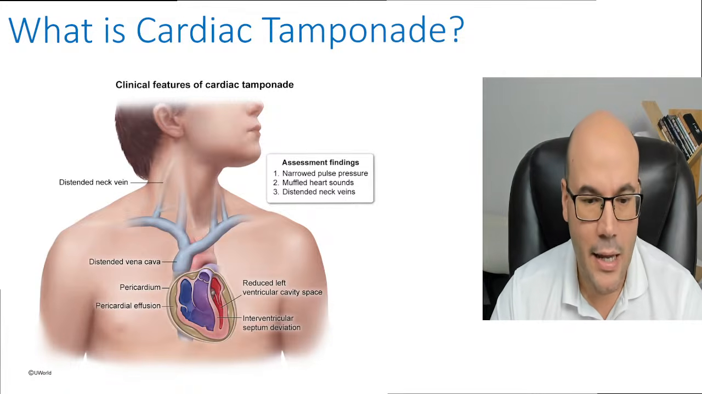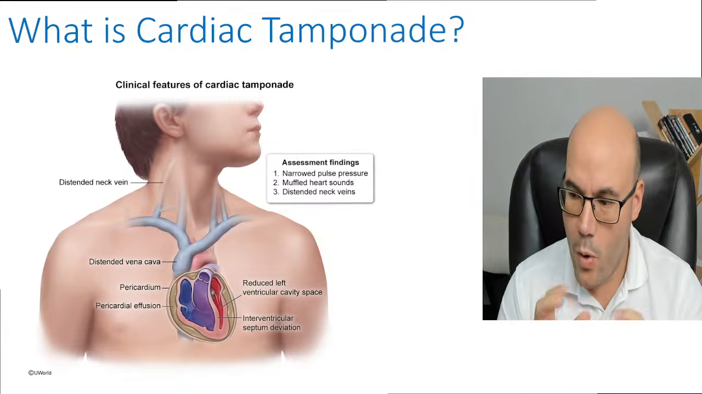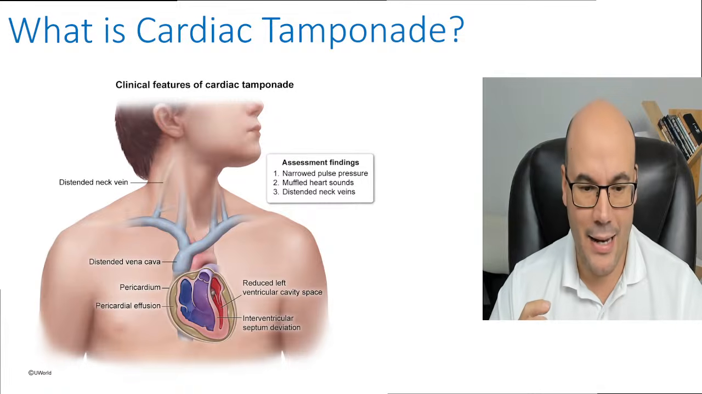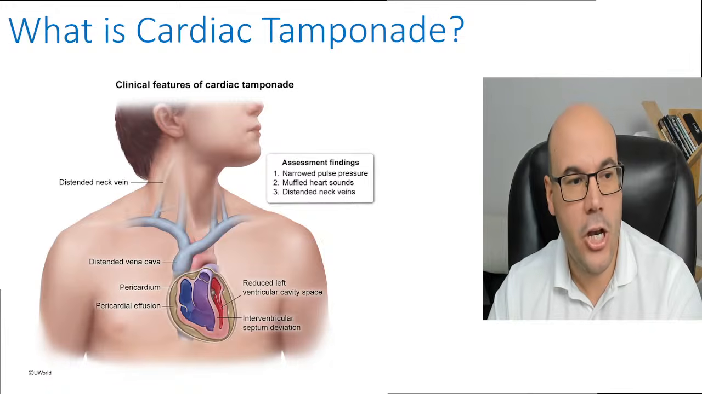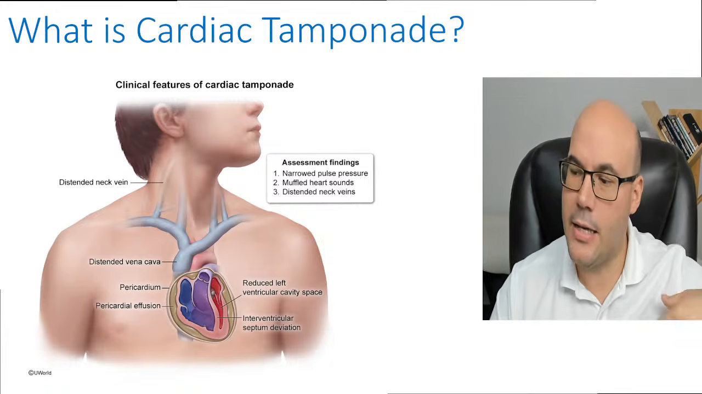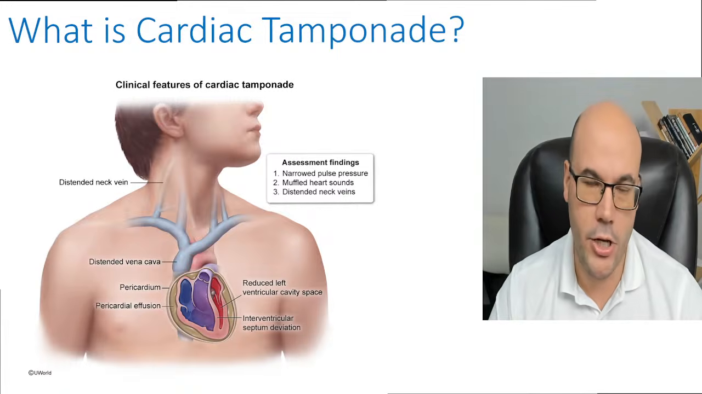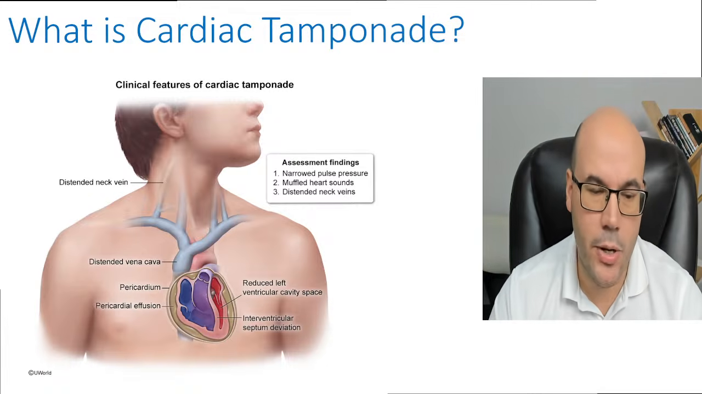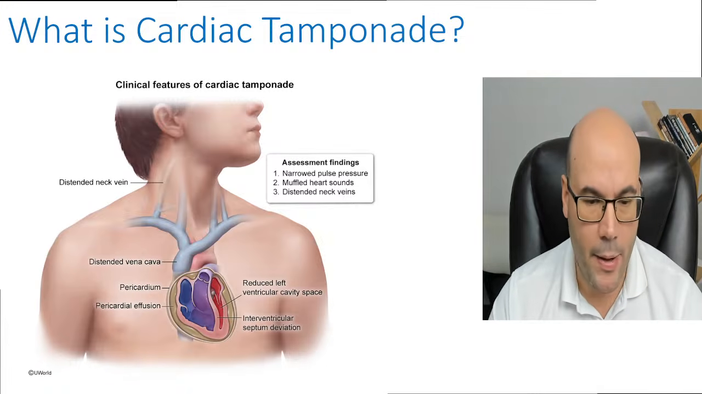Because we can see the presence of paradoxical pulse. And what is a paradoxical pulse? So we need to understand certain clinical findings that associate more to cardiac tamponade and not to other conditions. Because as I told you, some of the symptoms can be very similar in other conditions like heart failure. So we need to distinguish the symptoms in cardiac tamponade from other pathophysiology.